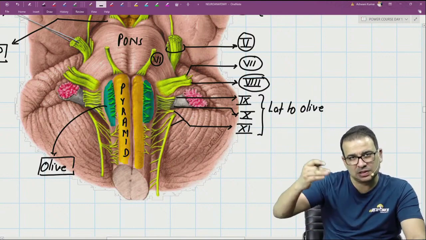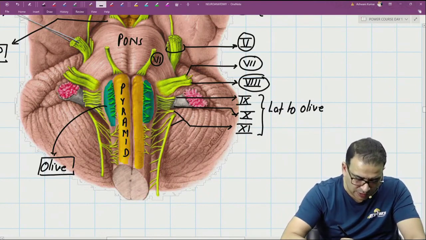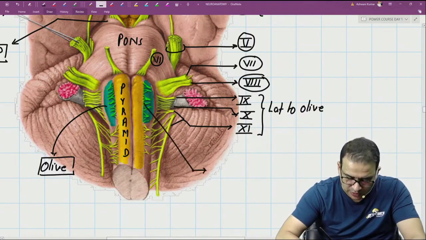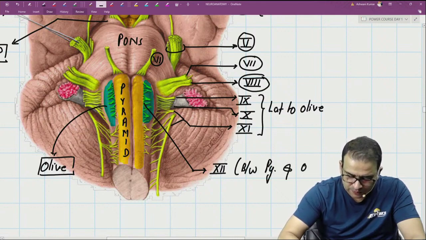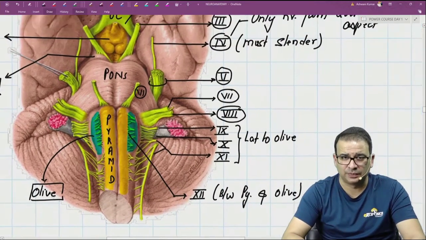If you go further, obviously you'll see the C1, C2, C3 nerves coming out from the same sulcus. But when you look in between the pyramid and olive, the only nerve that is emerging between the pyramid and olive is the hypoglossal nerve. So it is a nerve which is present between the pyramid and the olive here.